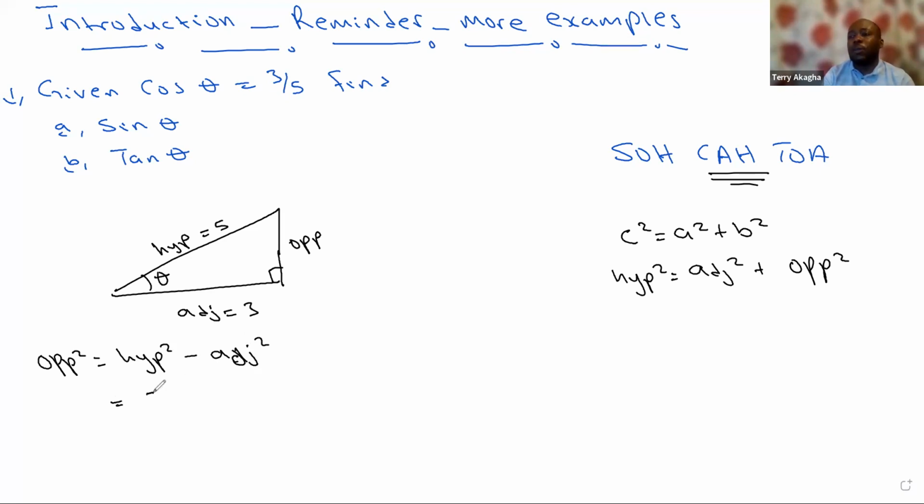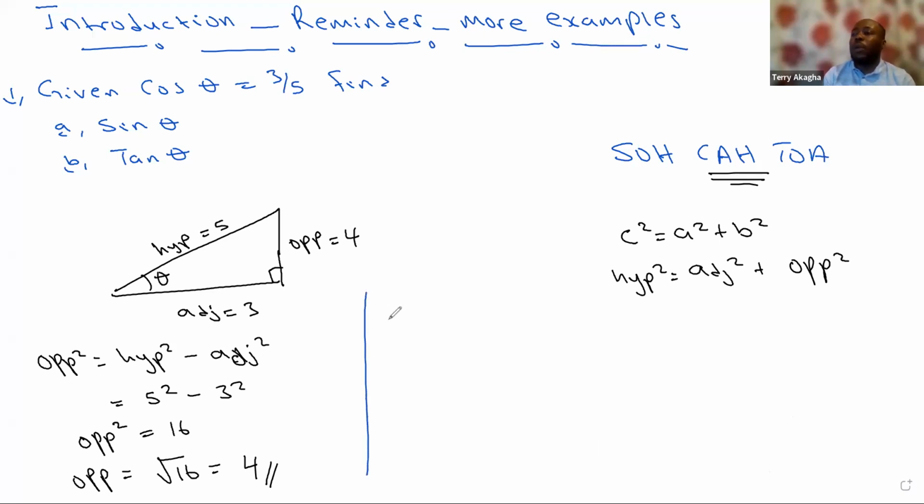The hypotenuse is going to be 5 squared minus 3 squared, and this is going to give us 16. So the opposite squared is equal to 16. That means the opposite is equal to the square root of 16, and that will give you 4. So the opposite here is equal to 4. With that, we can now get the rest of the question.